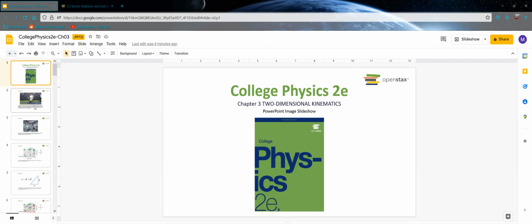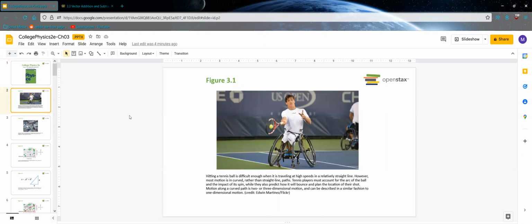Two-dimensional kinematics is exactly what it sounds like. It is the motion of things when you have more than one dimension that you care about. One-dimensional kinematics is kind of moving on a map, right? Going north, east, south, or west. Two-dimensional kinematics involves flying through the air, usually.